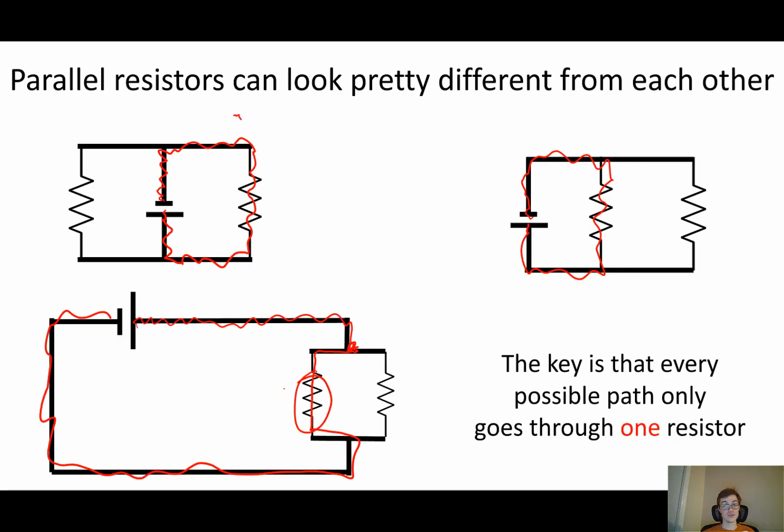If you draw a loop with your finger and it only goes through one resistor, it's called parallel resistors. But if it goes through multiple, it's called series resistors.